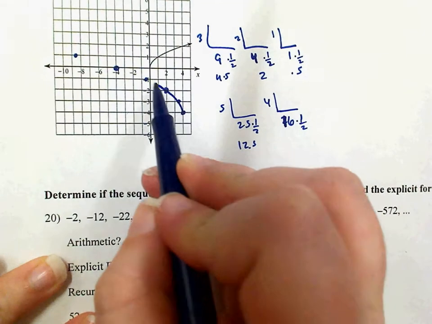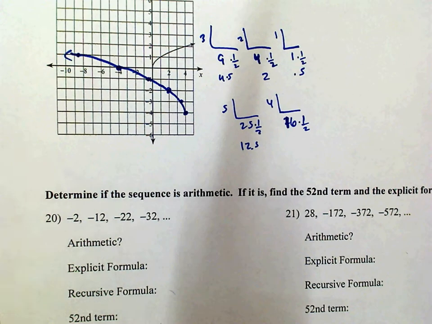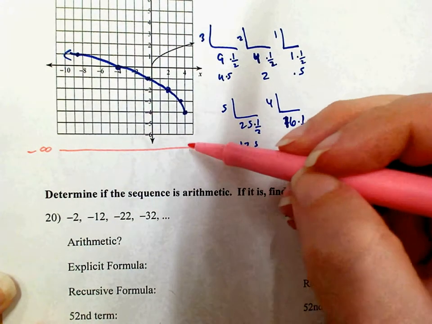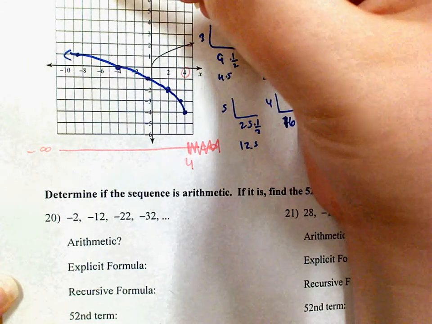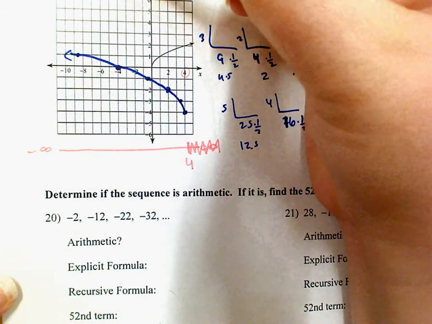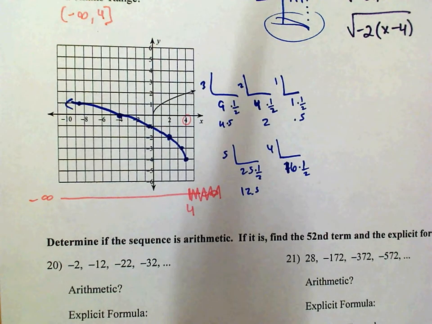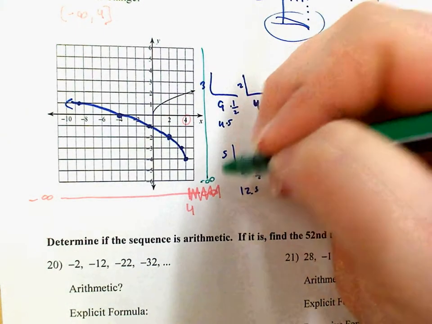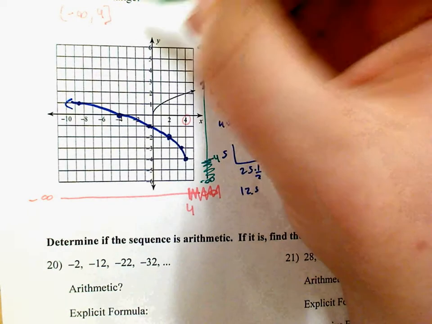So domain is left to right, negative infinity, positive infinity, and it stops being defined at positive 4 on the x-axis. So my domain is negative infinity to 4, and my range is low to high, negative infinity to positive infinity, and it doesn't start being defined until negative 4. So negative 4 up to positive infinity. Okay.